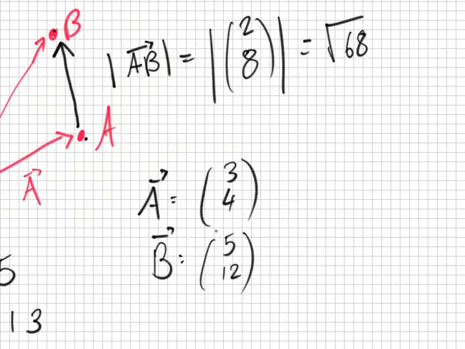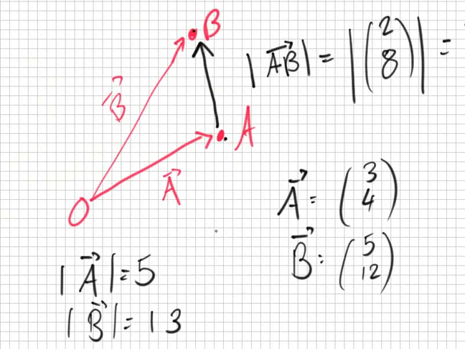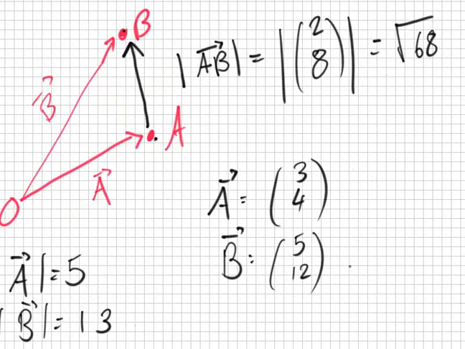Where did you get the 2? I used the formula B minus A. So 5 minus 3, 2. And 12 minus 4, 8. Well, but why don't we say 13 minus 5?